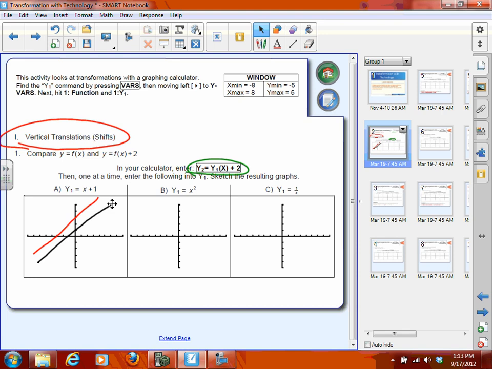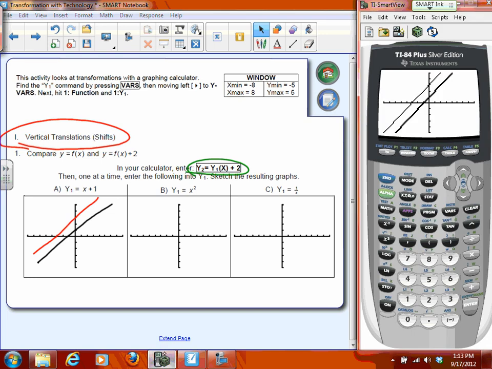All right, we're going to repeat that process for part B now. We're going to go back to our calculators. We're going to go to y equals. And we're going to change that x plus 1 to an x squared. So I'm just going to type right over that. I'm going to type in x squared. I'm going to delete all that extra stuff. I don't need it. Okay, so this is what I have.